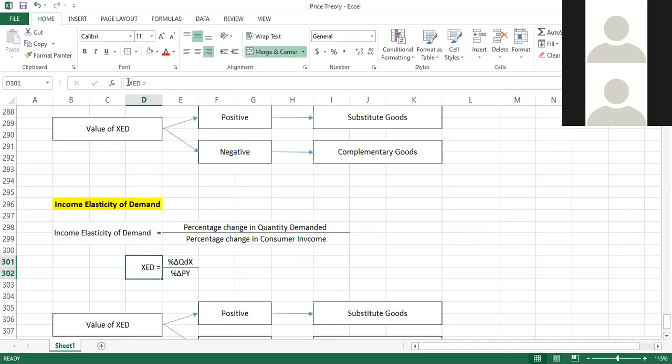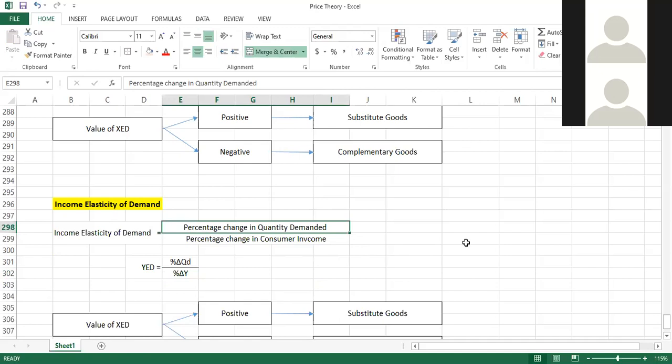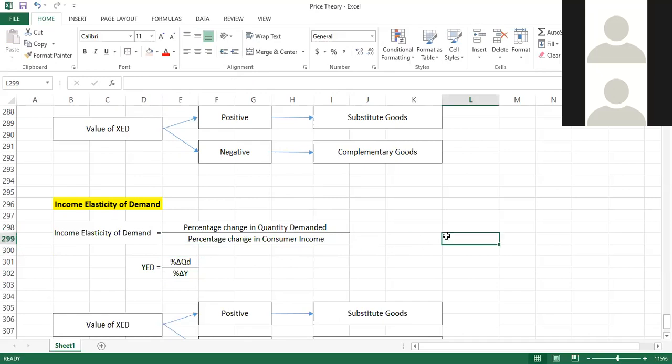And usually this is denoted as YED in most of the economics books, right? Y is used as yield. But these are not essential, as I mentioned. These are the letters generally used, but they are not essential. So when you know the meaning, you can use any letter. So the income elasticity of demand means the response of the quantity demanded of a product with respect to the change in consumer income.